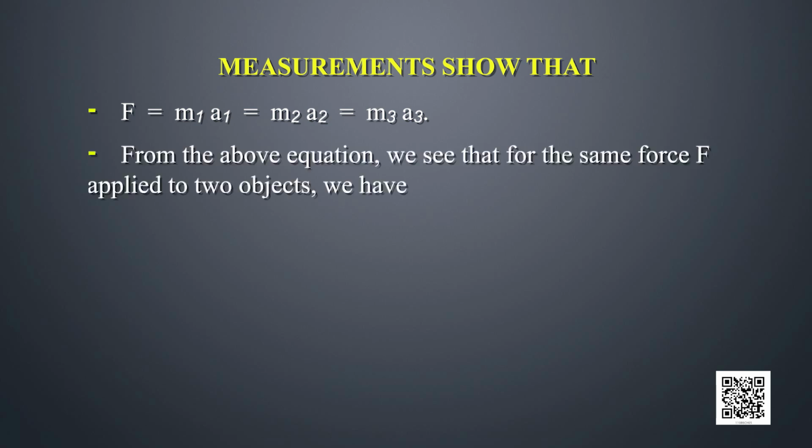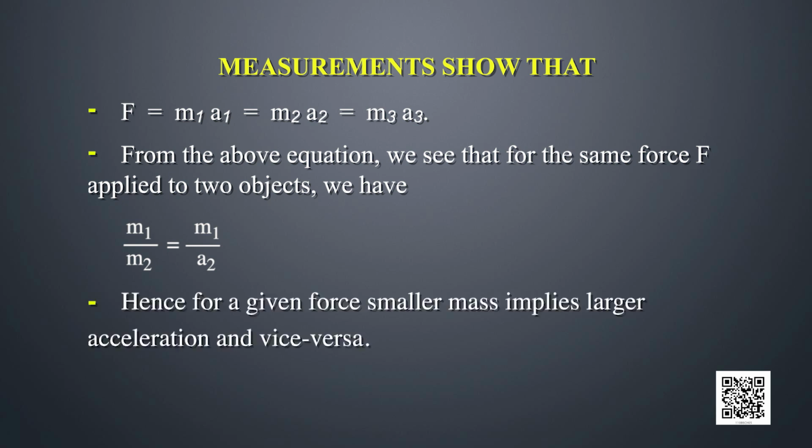Measurements show that for a given force F, we get F equal to m1 into a1 equal to m2 into a2. From the above equation, we see that for the same force applied to the two objects, we have m1 a1 equal to m2 a2, or m1 over m2 equal to a2 over a1. Hence, for a given force, smaller mass implies larger acceleration and vice versa.